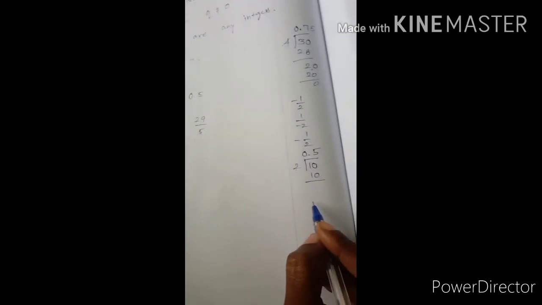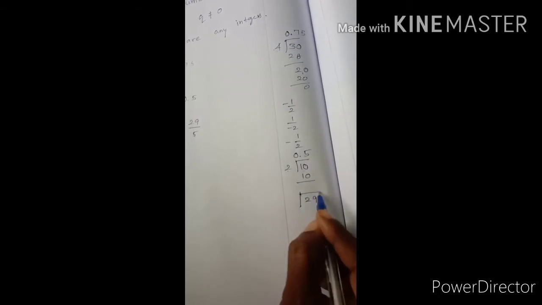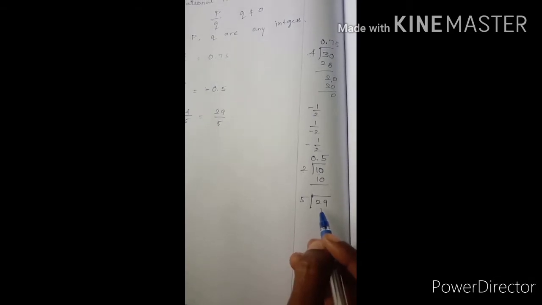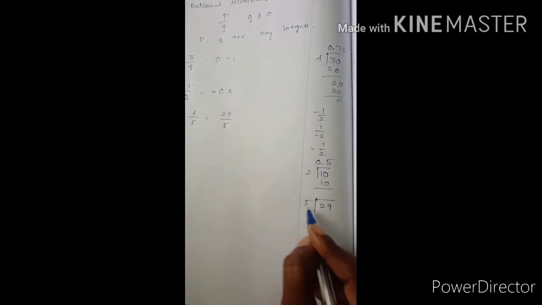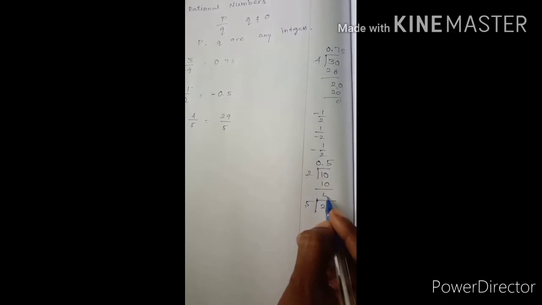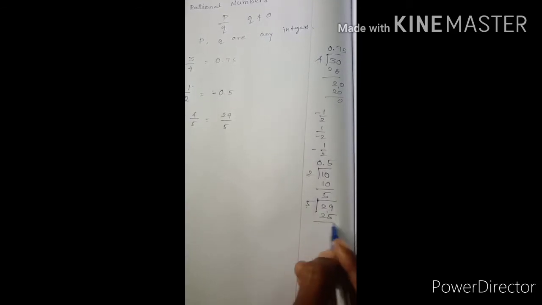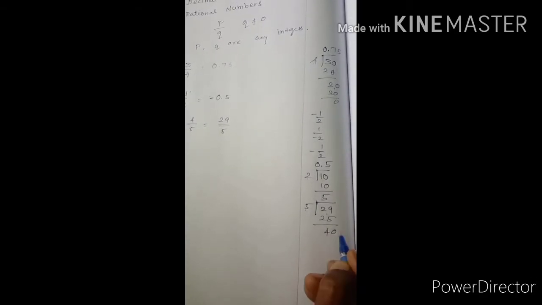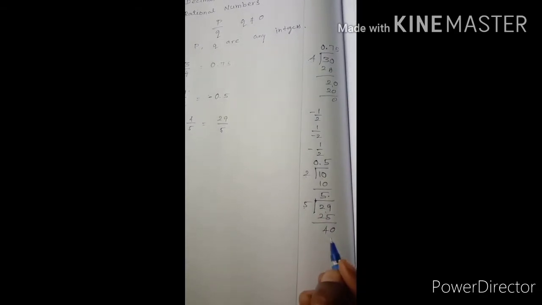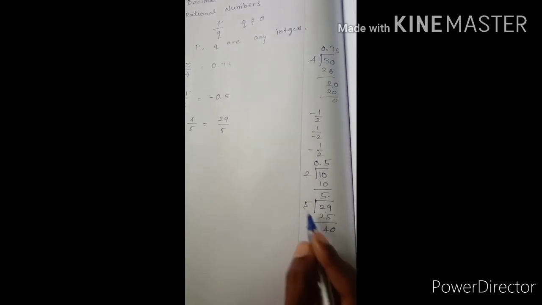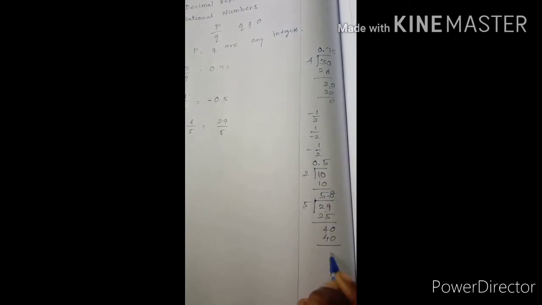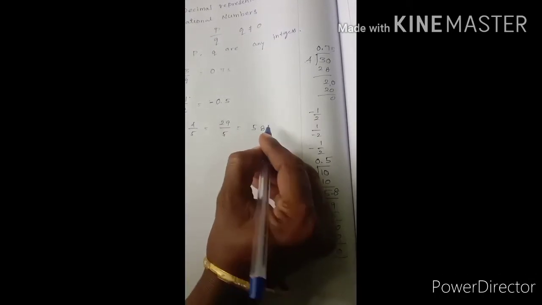Now we divide 29 by 5. We compare the dividend and divisor. The dividend is greater than the divisor. So how many 5s are there in 29? 5 5s are 25, so the balance is 4 only. We add 0 and put the decimal point in the quotient. Now we consider 40. How many 5s are there in 40? 8 5s are 40. The remainder is 0. So your answer is 5.8.